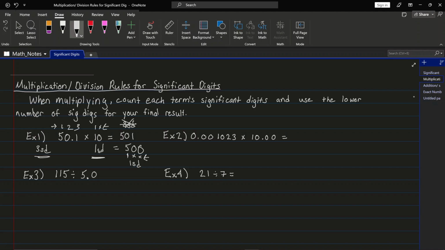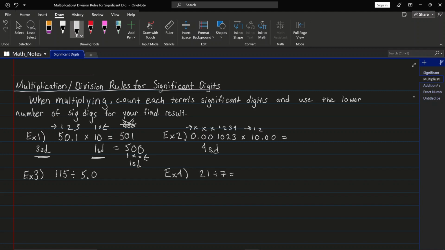And let's look at a little more troubling example here. For example 2, I have 0.001023 times 10.00. First of all, I know I have decimal points present in both of these terms, so I'm going to count from the left again. And this is a 0, 0, 0, and I've hit my first non-zero term, so that'll be my first one. And then I count all the way to the end. So this has 4 significant digits.